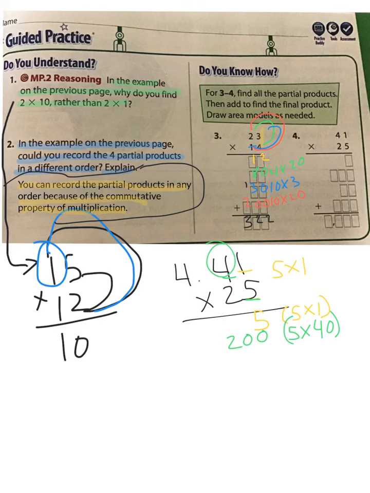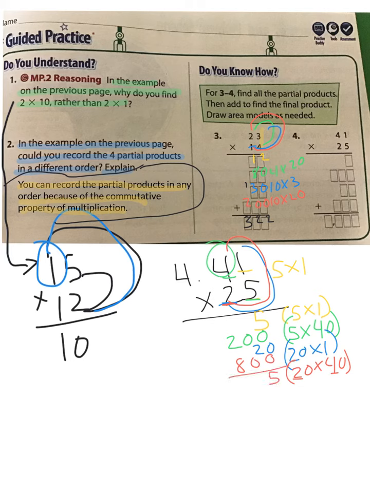Next, we're going to multiply our tens on the bottom. So this is really 20. So 20 times 1, which is 20. And last, we're going to multiply this 2, which is really 20, times this 4, which is really 40. So 20 times 40, 2 times 4 is 8, so we have 800. Then all you need to do is add up the partial products. So you would get 1,025.